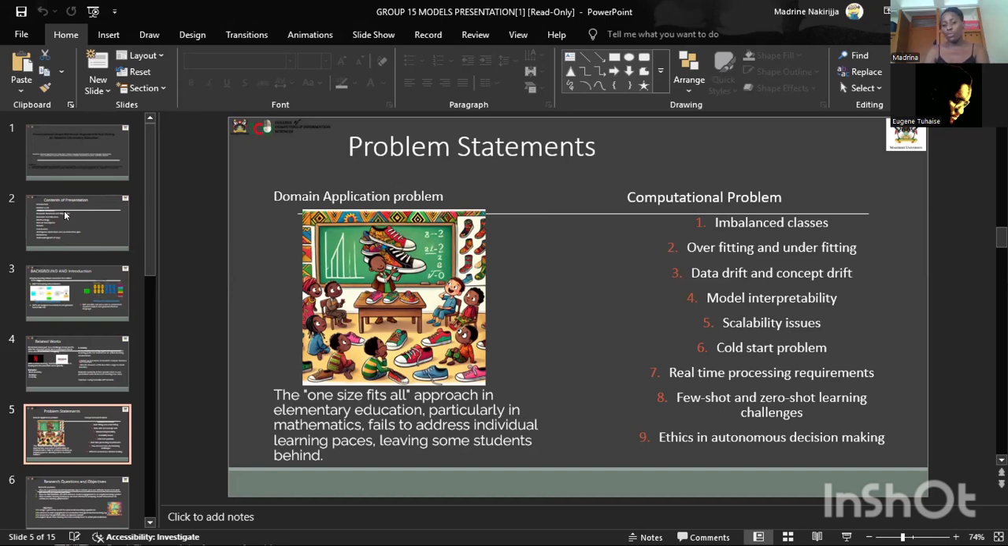Then we talk about the cold start problem, where you are a new user, so it doesn't have enough data and doesn't know how best to recommend for you since you're a first-time user. Then real-time processing requirements, where they need feedback at that very moment. Then few-shot and zero-shot learning challenges, where it has little content to start from or completely nothing. Then also ethics, whereby it's hard to know how we can trust this, or maybe it has come up with a decision that affects the students' outcomes.